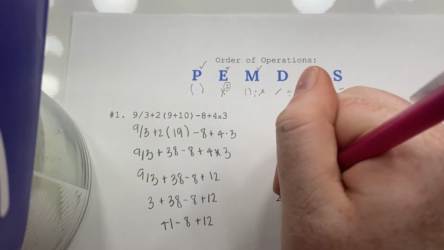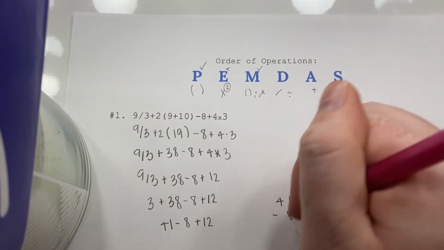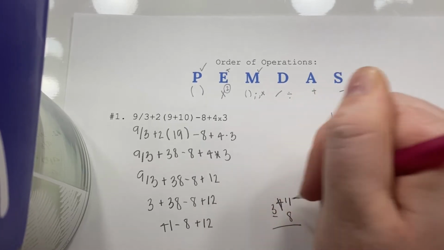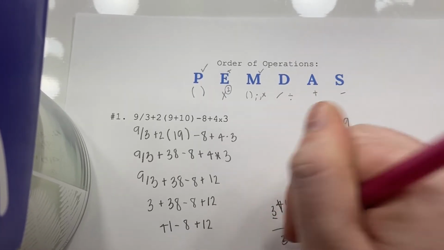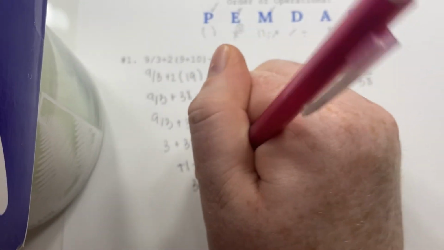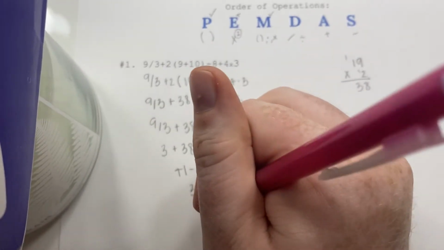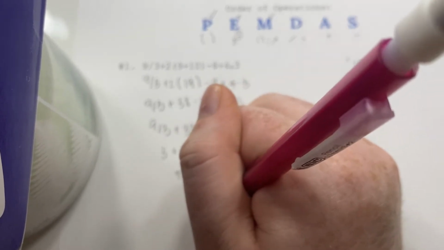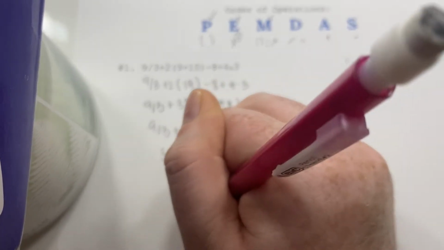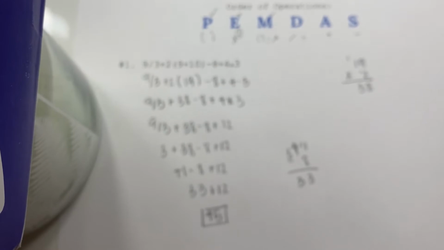Now, 41 minus 8, we're going to bring out to the side over here. Scratch out, carry. That is going to be 33. 33, oops, sorry for my tripod, plus 12 equals, let's do some math. That's going to be 45. So 45 is our answer.